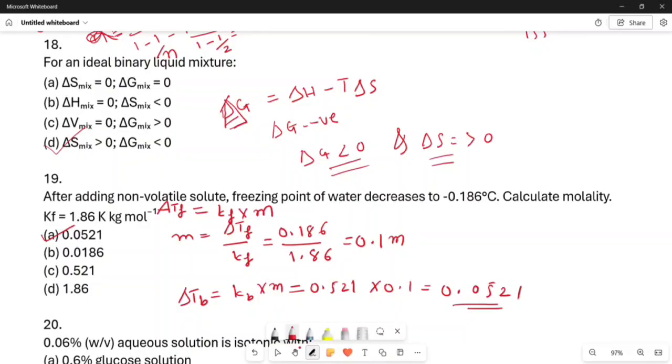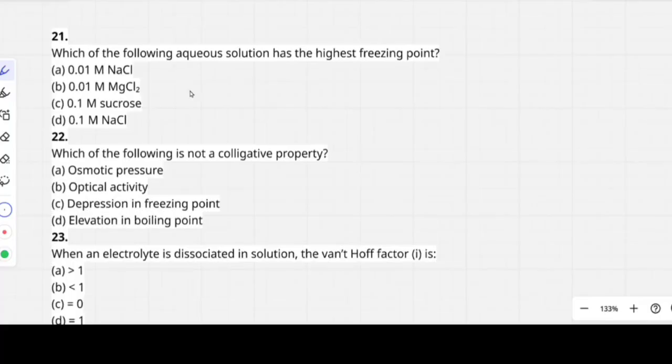Next, I move to question number 20. Which of the following aqueous solutions has the highest freezing point? We know that delta Tf is equal to i into M into Kf. Here Kf is constant, so depression in freezing point purely depends on i into M. Here we can calculate the van't Hoff factor i, which is equal to 2.